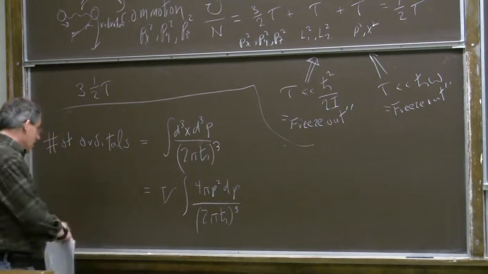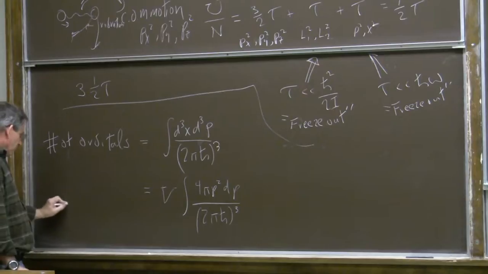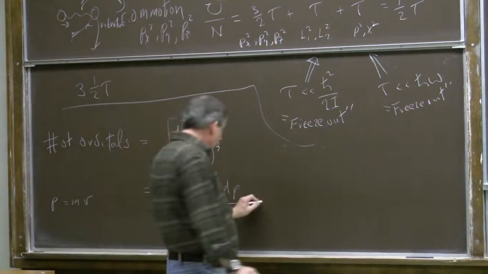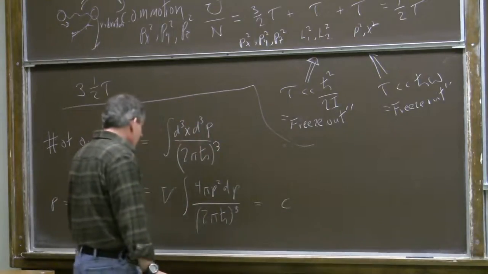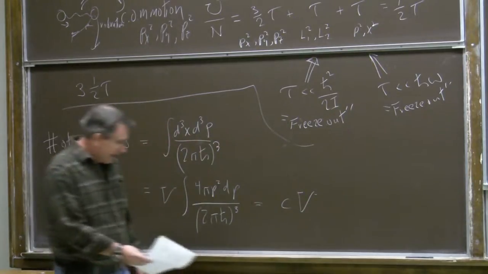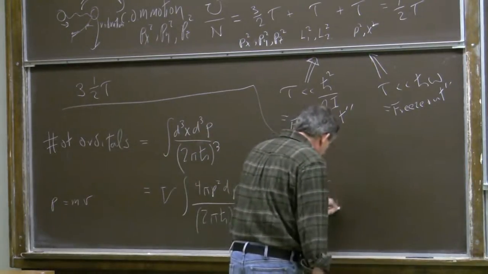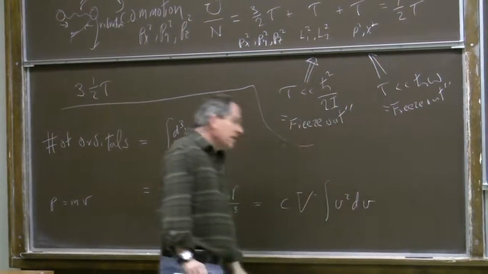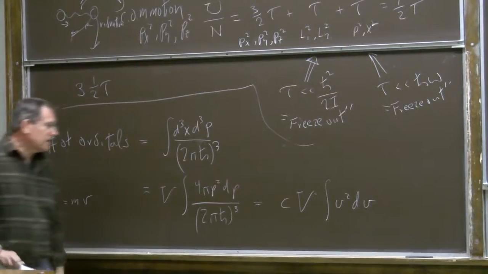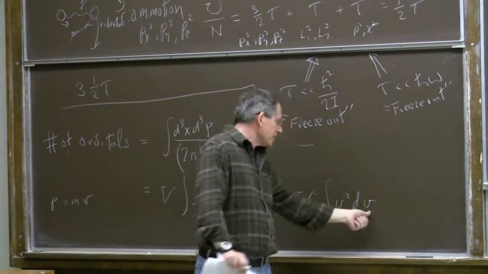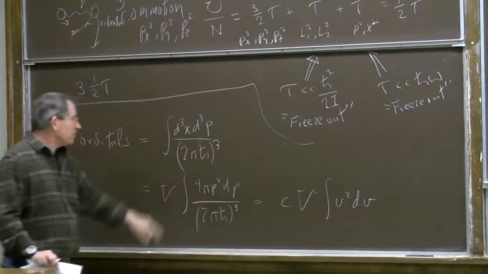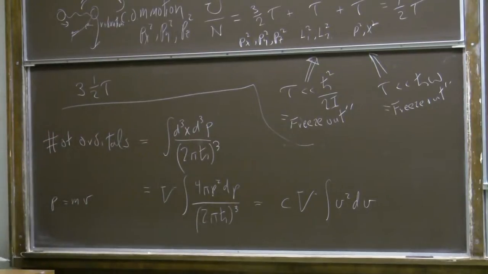In fact, if we're considering non-relativistic particles with momentum equal to mass times velocity, we can say there's some constant, and who knows what it is or cares, a factor of volume, and then the number of states per interval of velocity, or speed, really. V here is the magnitude of velocity, is weighted by v squared. That's coming from this p squared in the density of orbitals that we talked about before.